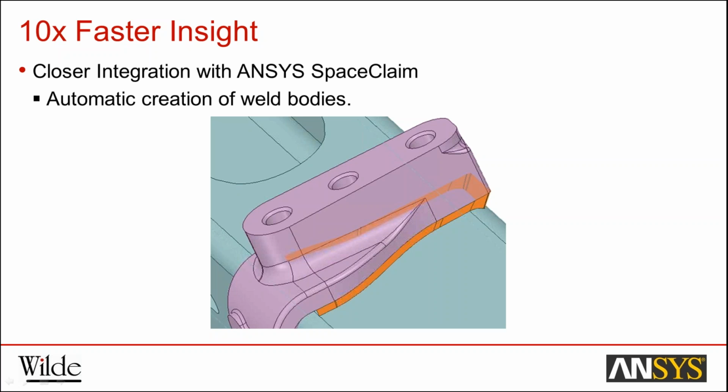Now in the new version of SpaceClaim there's a tool to do this automatically. It really is just as simple as clicking the edges on one part. In the example on screen, this would be the purple part, and then picking the faces on the other part, which would be the blue part, hitting the enter button, and the body in orange is automatically created.